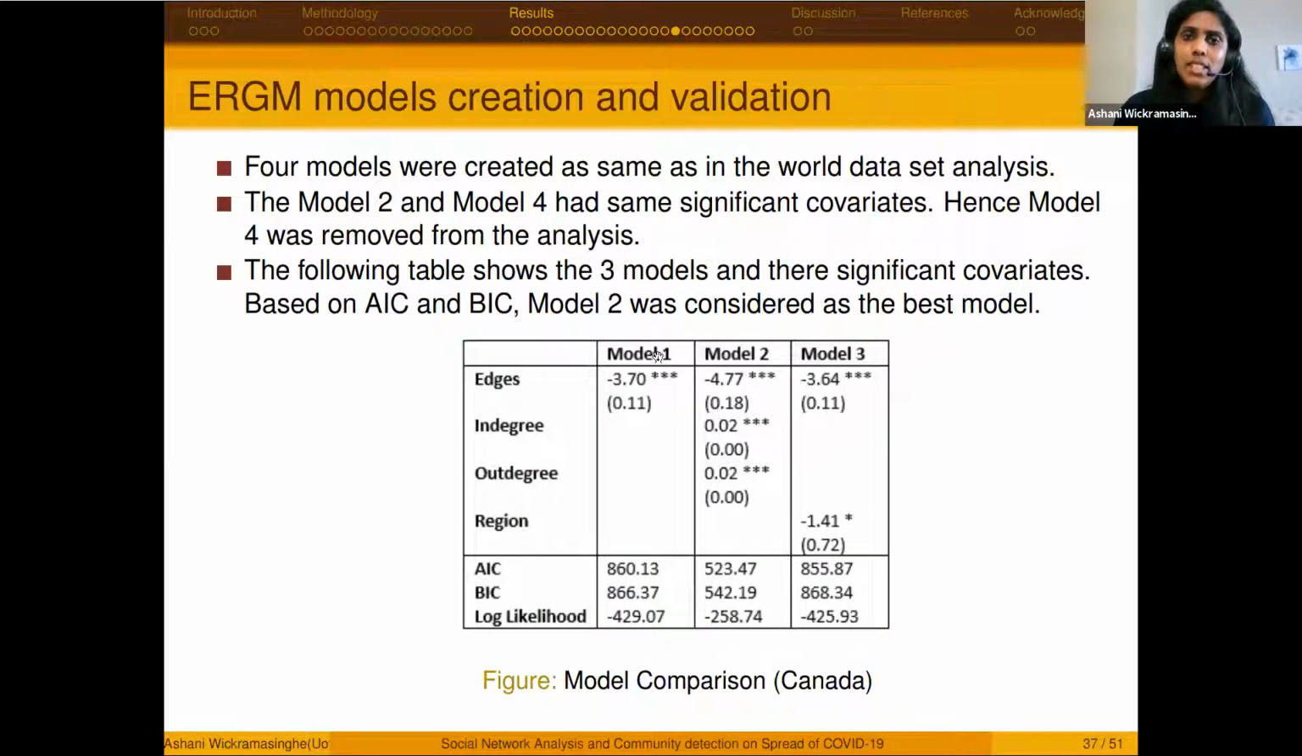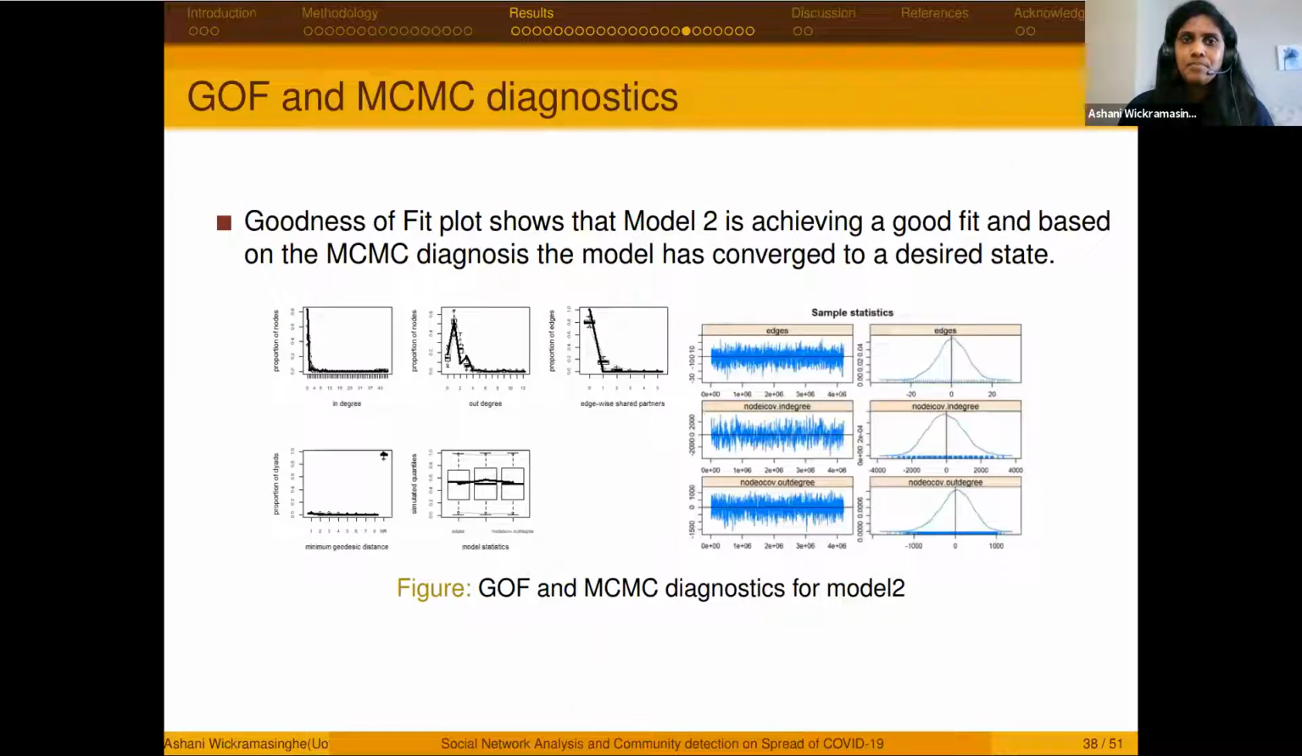Same as the world data analysis, we developed models for the Canada dataset also. Then models 2 and 4 had the same significant covariates, and because of that, we removed model 4. Based on the table, among these 3 models, model 2 has the lowest AIC and BIC values. Hence, it is considered the best model.